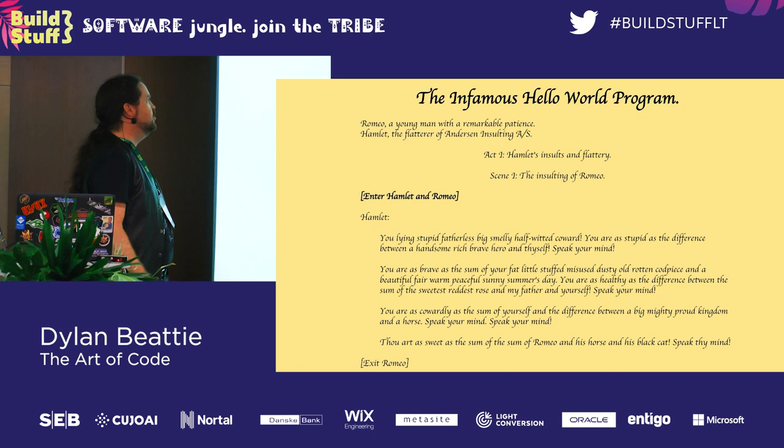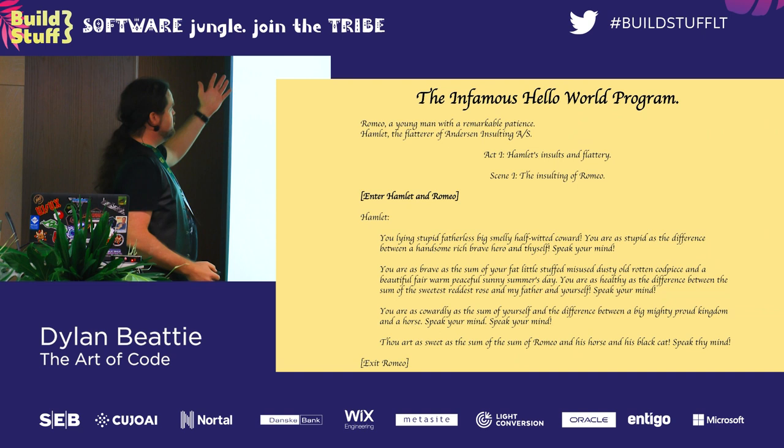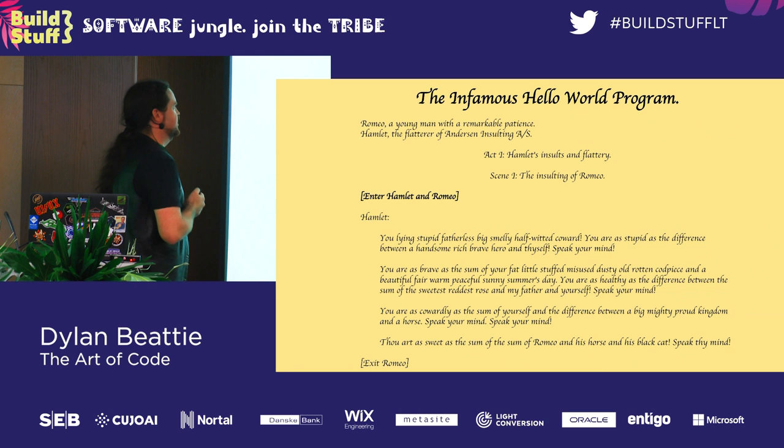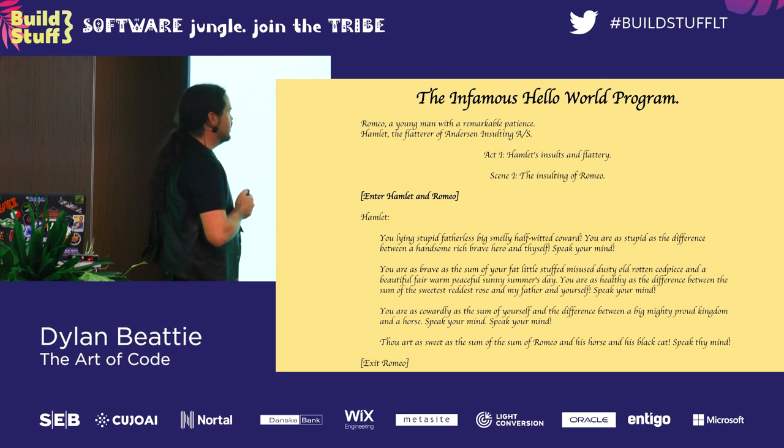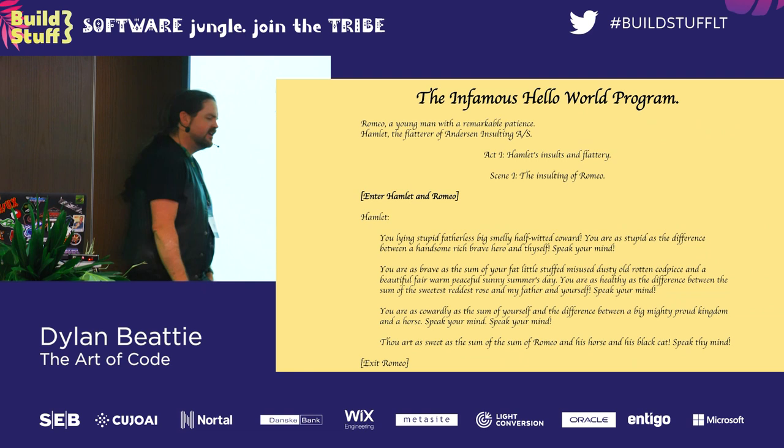First of all, we have to declare our variables by introducing them. So we have Romeo, a young man with remarkable patience, and Hamlet, the flatterer. Act One, Hamlet's insults and flattery. Scene One, Enter Hamlet and Romeo. Hamlet says, "You lying, stupid, fatherless, big, smelly, half-witted coward. You are as stupid as the difference between a handsome, rich, brave hero and thyself. Speak your mind." That will print H.